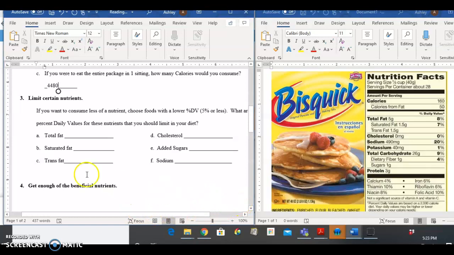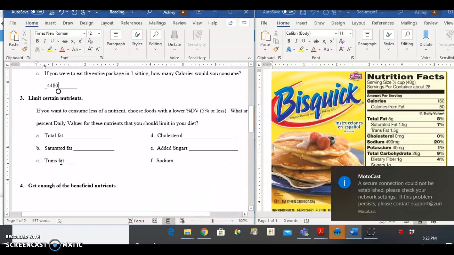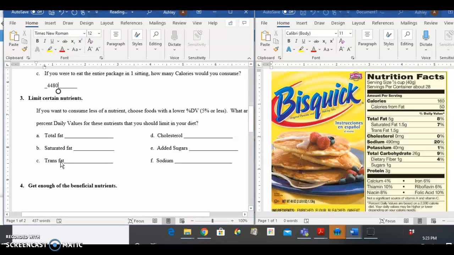All right, so the next thing you're going to look at is the nutrients that you want to limit here, like fat, especially saturated fat and trans fat, cholesterol, the added sugars, and the sodium. If you want it to be healthy, and if we're trying to limit something, we want it to be 5% or less of our daily value. So here we're going to write our daily values. We're going to use this percent. It's based on a 2,000 calorie diet, so it might be a little bit different for you, technically, but this is an easy way to add it up.